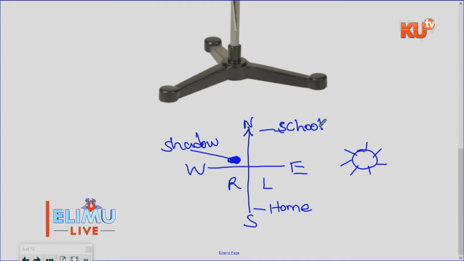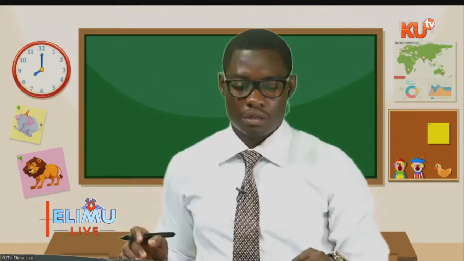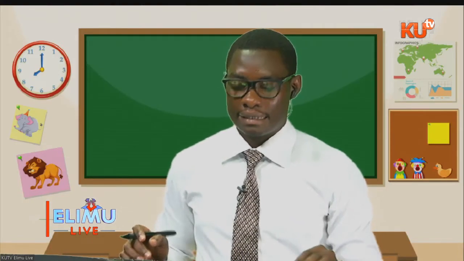Now you answer your question. The question is, what was the direction of the school from home? So this person was walking from south to north. So the direction of school from home is towards the northern part. So that is how best you can answer such a question.